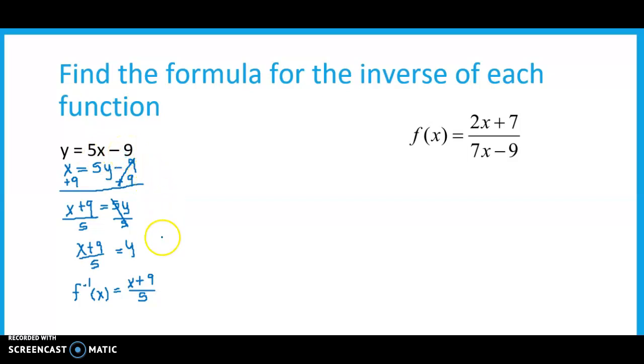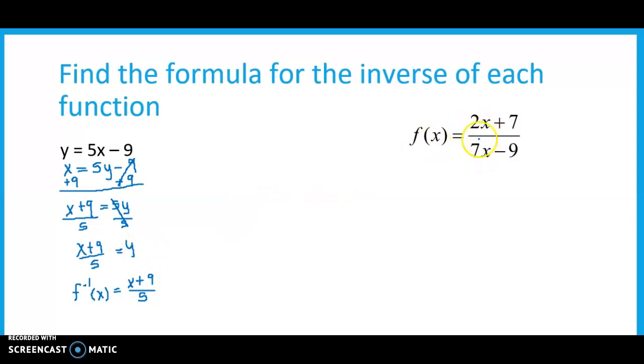Now if I look at my original function, x was multiplied by 5 and then 9 subtracted. And when I look at the inverse, you can see how it's opposite. Instead of multiplying by 5, we're dividing by 5. Instead of subtracting 9, we're adding 9. And using this two-step process, where we first switched the variables and then solved for y equals, allows us to find that formula for the inverse. So we're going to try our second example.